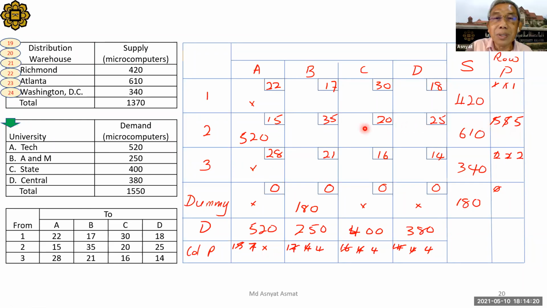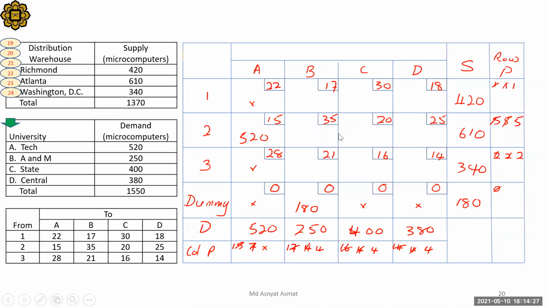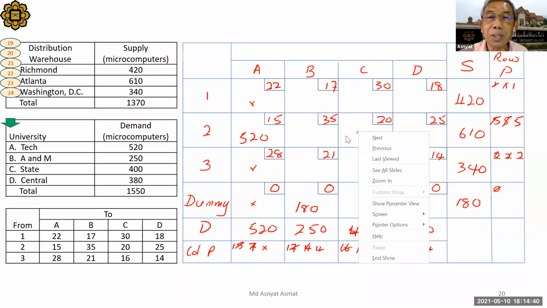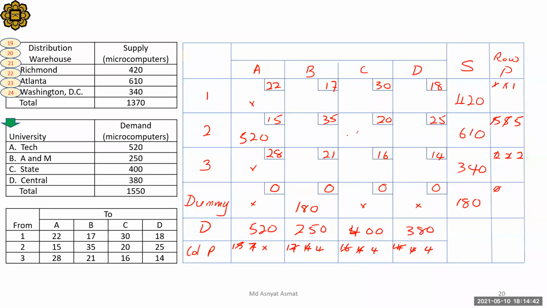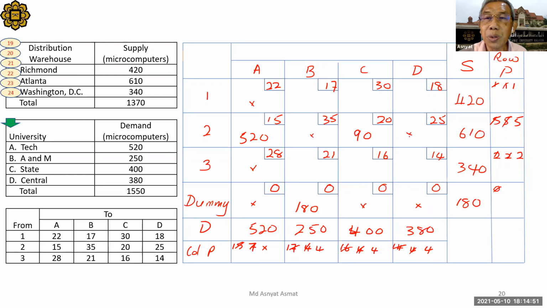So, look at the lowest cost. Lowest cost somewhere here: 20. Why 20? 520, 610, 500. How many units to transport here? 90. Yes, 90. Now this cannot supply anymore.